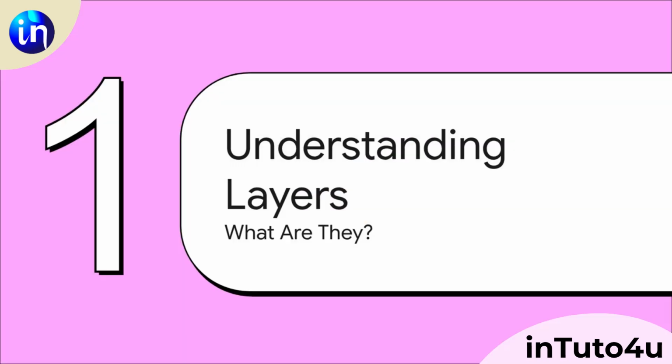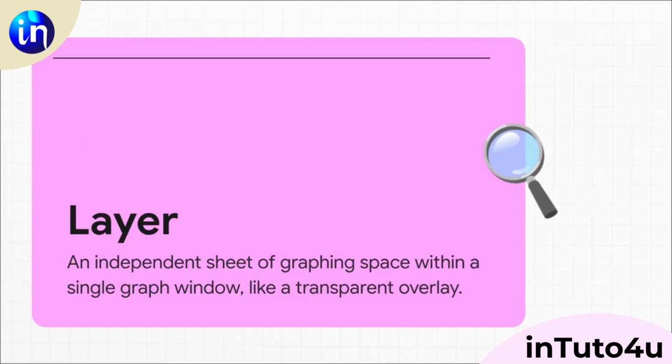Okay, so before we dive into the how-to, let's just make sure we're all on the same page. Let's break down what we're even talking about here. What exactly is a layer in Origin? You know, the easiest way to think about a layer is to imagine it's a completely transparent sheet of plastic, kind of like an old-school overhead transparency.